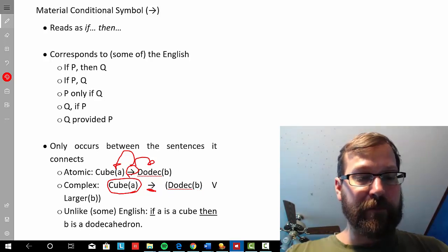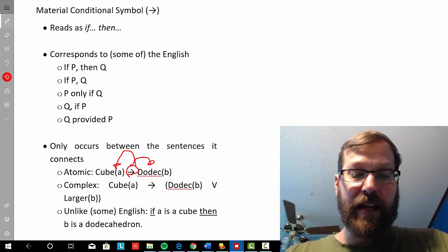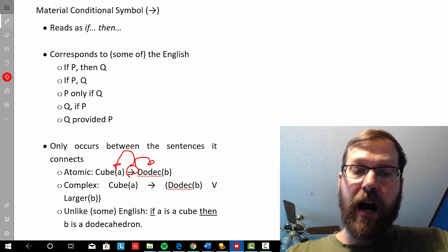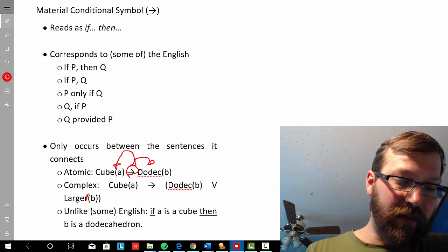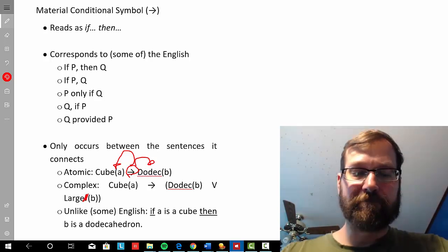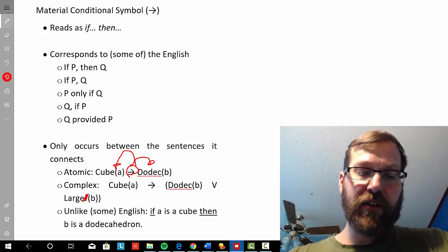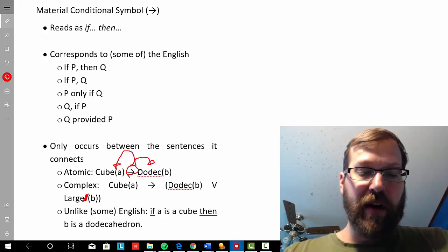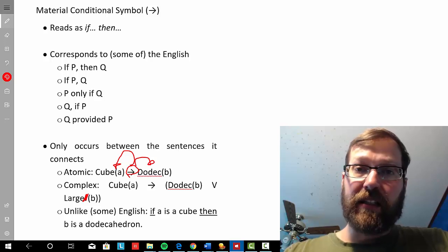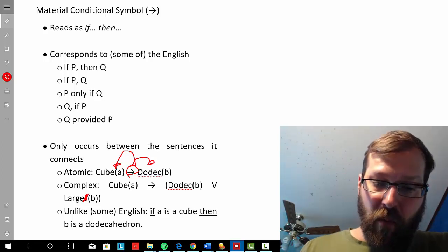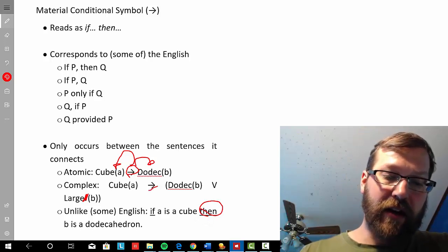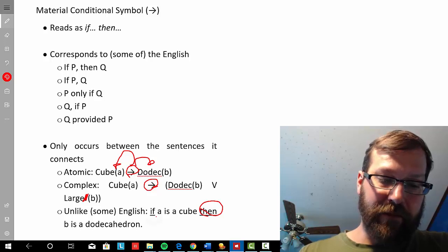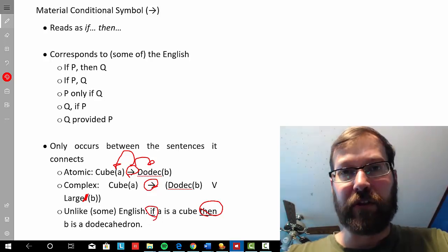So the way that would read is: if A is a cube, then either B is a dodecahedron or B is large. And we got a typo here. I'll erase that. Alright, and so that's a little different than the way that the if-then locution connects the sentences in English. While the then is in between the sentences like the arrow is, we have this if that's hanging out in front. So it's a little different than that.